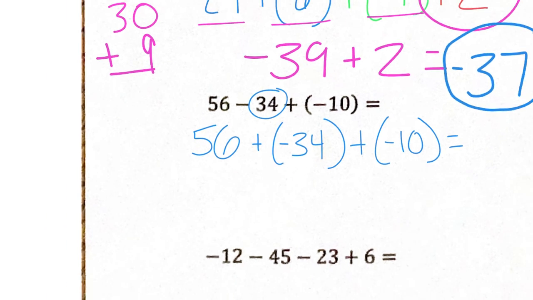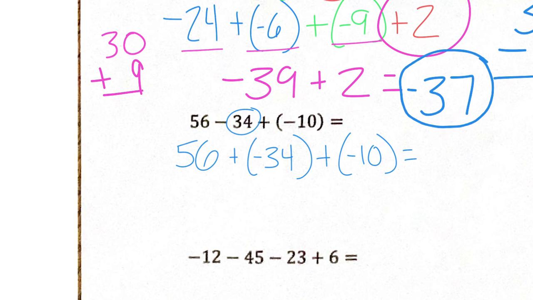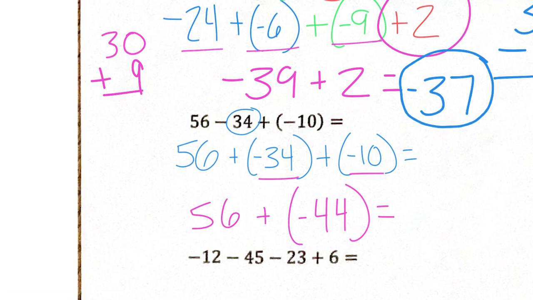Don't touch it. Okay, now let's go and combine what is alike. And I see 34 and 10 are both negatives. So I'm going to leave 56 alone. Keep my addition sign. Combine that negative 34 and a negative 10. Well, what's 34 plus 10? Come on. 44. But it's going to be negative. Okay, so we took 34, added it to 10 to get 44, but keep it negative, please.